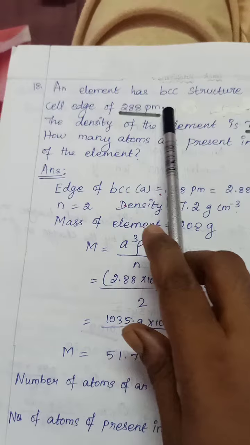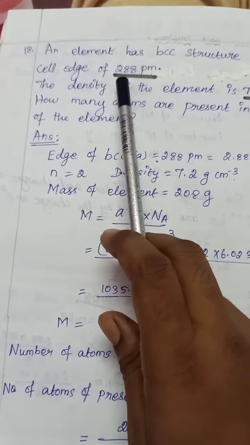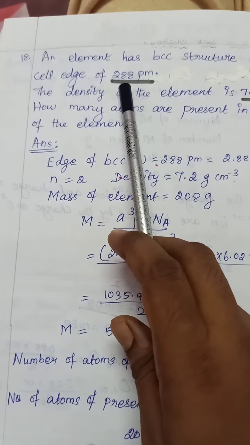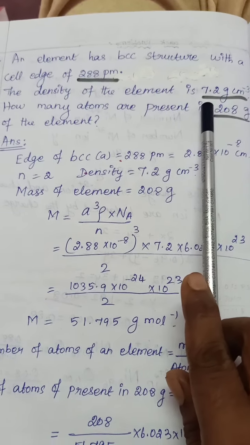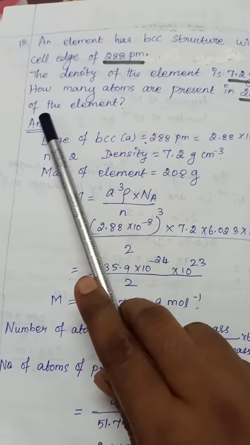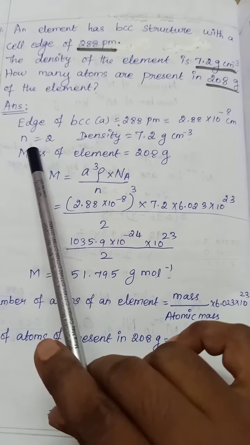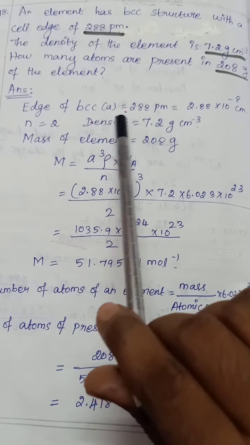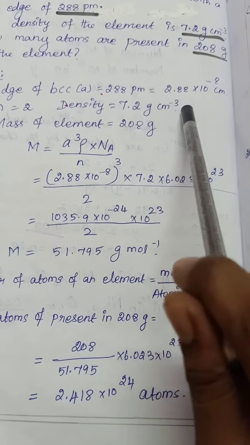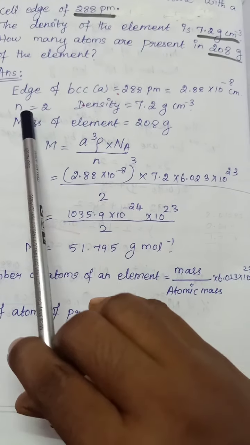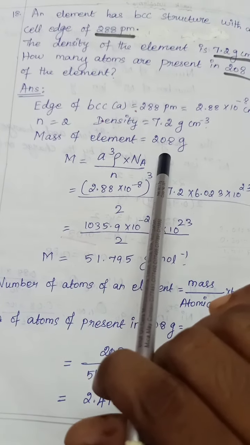An element has a BCC structure with a cell edge of 288 pm. So the a value is 288 pm. The density of the element is 7.2 gram centimeter minus 3. How many atoms are present in 208 gram of the element? So the edge length of BCC is 288 pm, and we convert to centimeter: 2.88 into 10 to the power of minus 8 centimeter. Then the n value for BCC is 2. Density is given as 7.2, and the mass of the element is given as 208 gram.